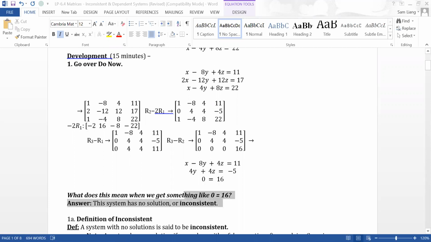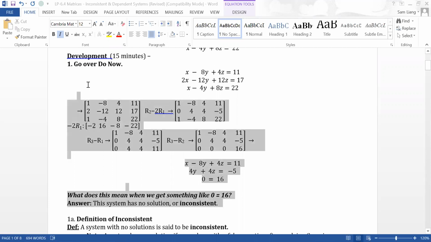All right, so that's the answer. This system has no solution, and the word we use for that in the context of matrices is inconsistent.